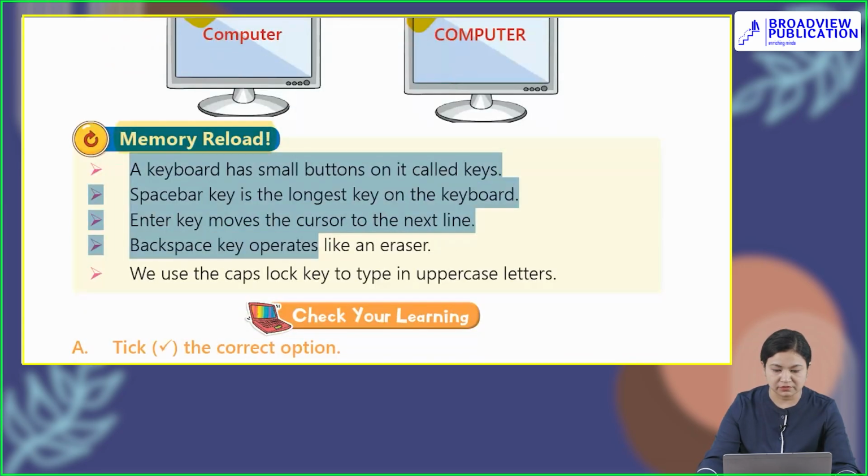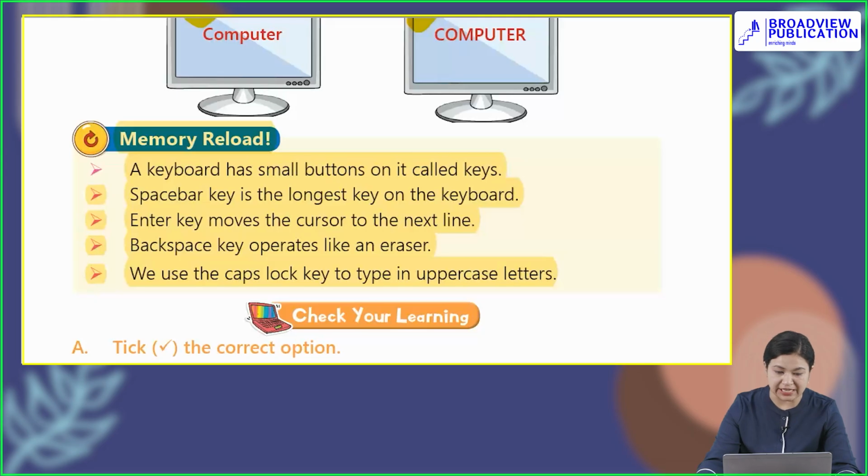Now, memory reload. A keyboard has small buttons on it called keys. Spacebar is the longest key on the keyboard. Enter key moves the cursor to the next line. Backspace key operates like an eraser. We use the caps lock key to type in uppercase letters. So basically in this chapter we have learned about the keyboard and its different keys like number keys, alphabet keys, symbol keys and other special keys like backspace. We use backspace to erase the letters. We use the enter key to move the cursor to the next line and we use the spacebar key to put a gap between the words.